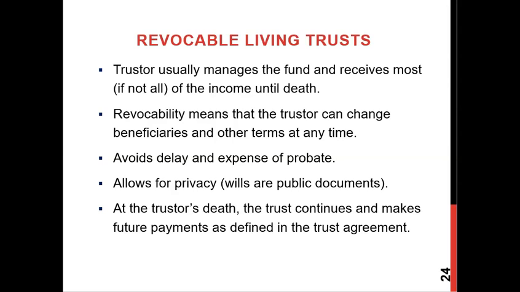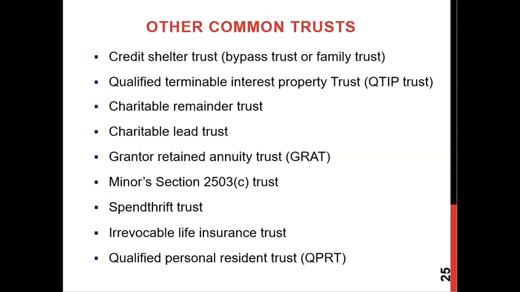Remember, wills are public documents, and the probate court will validate the specific legal status or requirements of a will. On the other hand, a trust can be maintained privately. At the trustor's death, the trust continues and makes future payments as defined in the trust agreement. We will learn different types of trusts. For example, one common type of trust is the credit shelter trust, which is also known as a bypass trust or family trust. It is usually designed for couples where each spouse agrees to transfer at death an amount of money to the other.